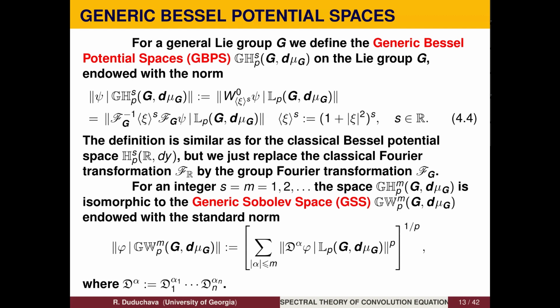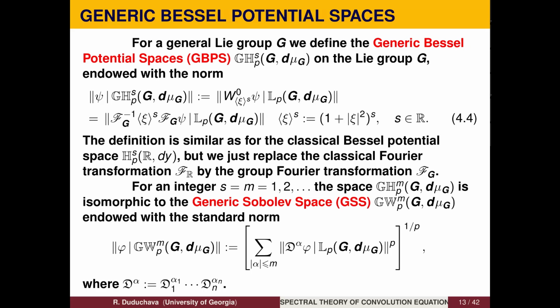We just replace classical Fourier transform by generic Fourier transform on the Lie group. How is it done? You take a function, you take this convolution operator W with xi in power s. Xi in power s is written here. What is it? You take the Fourier transform, multiply by this function, take the inverse Fourier transform. If it belongs to LP space, then it is the generic Bessel potential space for the given Lie group.